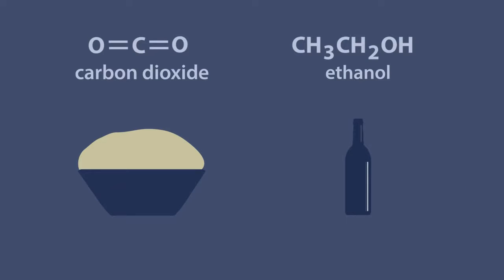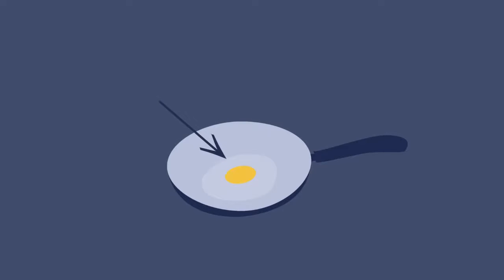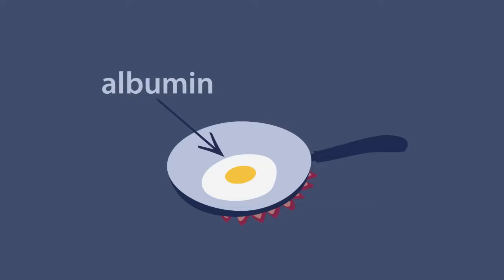Perhaps the commonest example of denaturing a protein is when you cook an egg. The white of an egg is made of soluble protein molecules called albumin. When heated, these molecules become unraveled and tangled together, and the egg becomes solid.